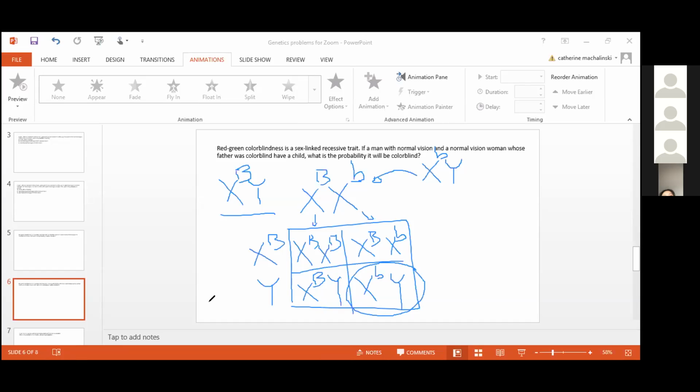So it's possible to have a question where one trait is sex-linked and one is not. So you would put in the XX and the XY for the one trait, but you would not put it in for the other one, okay?